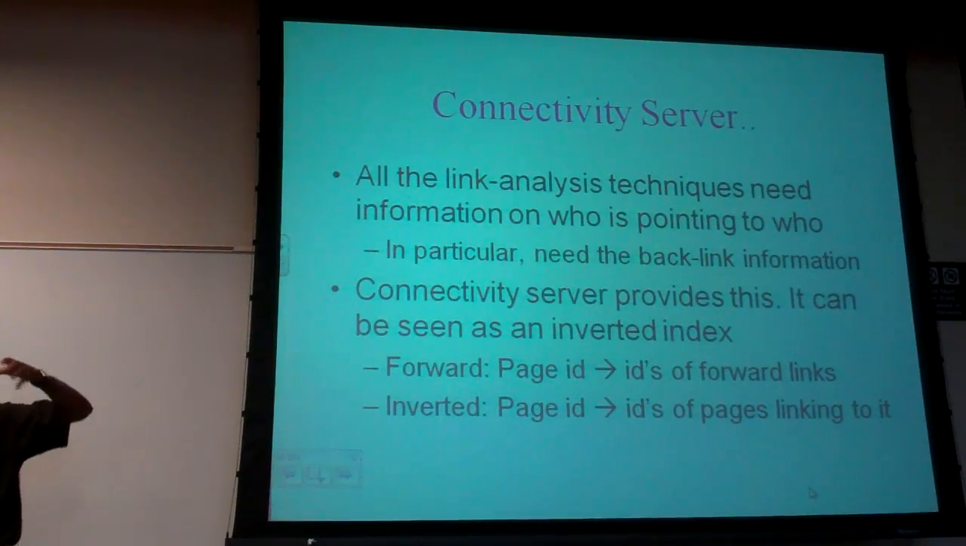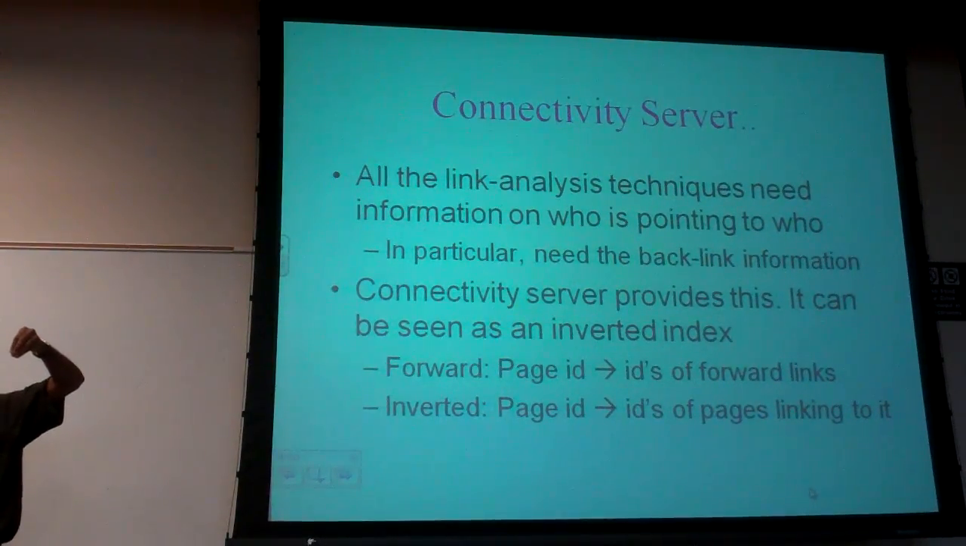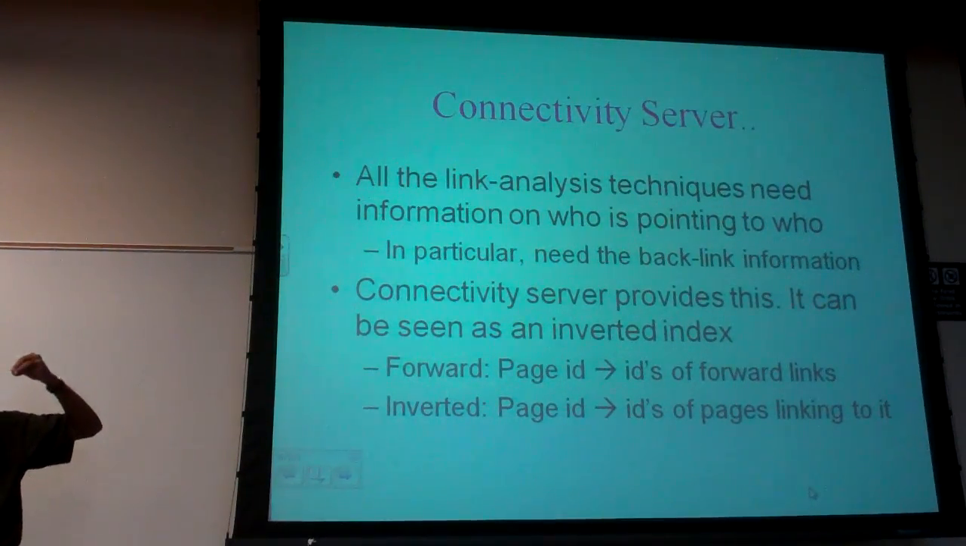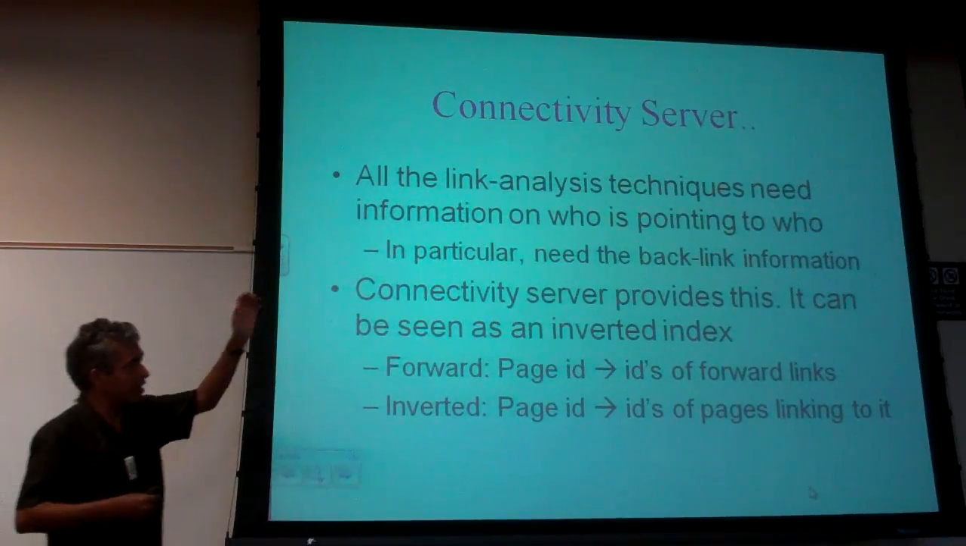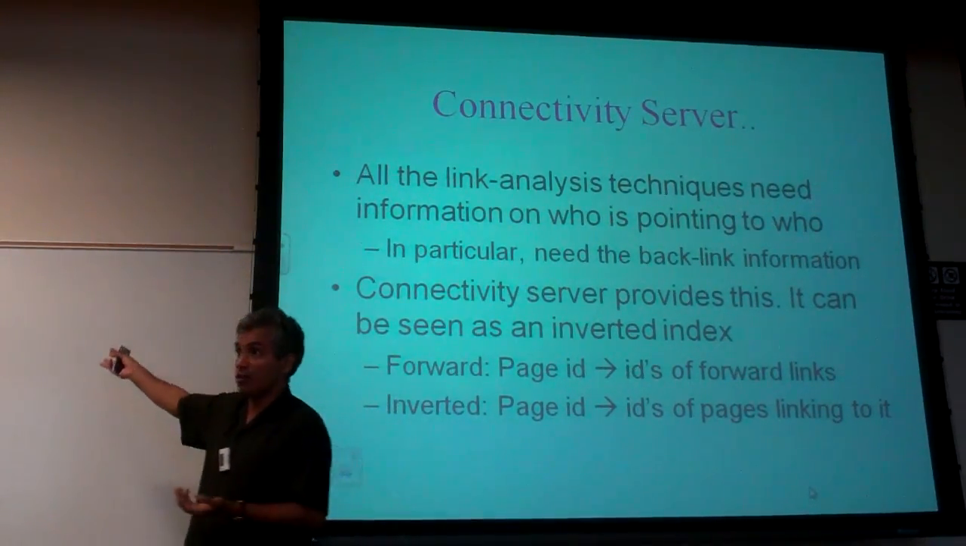The forward one would be, if you are in this URL, what are the pages it's pointing to? That's easy to know. The backward one is, given a URL, what are all the links that are coming to it? Okay, and it's this connectivity server that you are using in your PageRank computation.